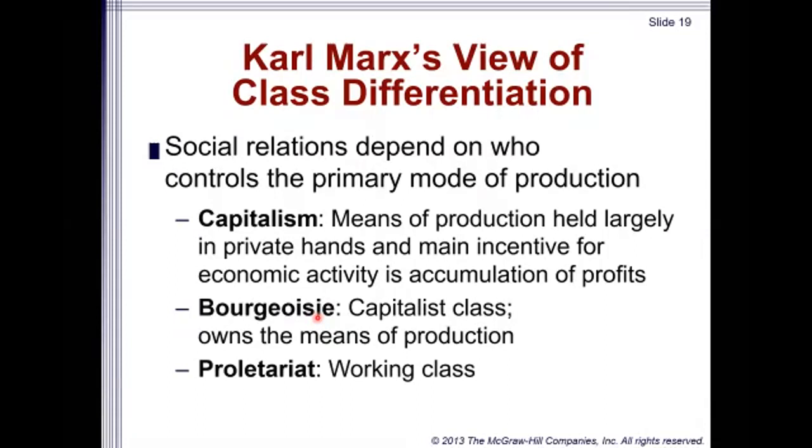Bourgeoisie and the proletariat. Right. So bourgeoisie and proletariat are always in conflict with one another. Now we have an issue of people trying to increase the price of masks and sanitizer. This has got to do with this particular issue of class differentiation.